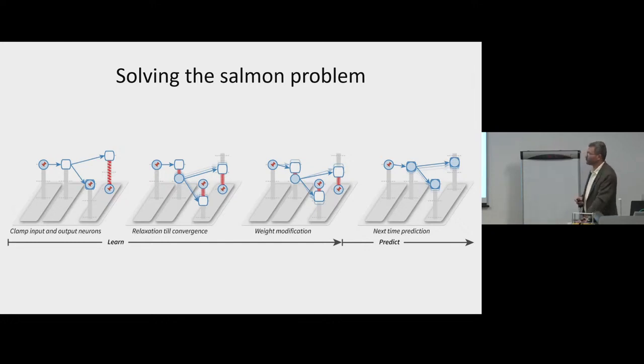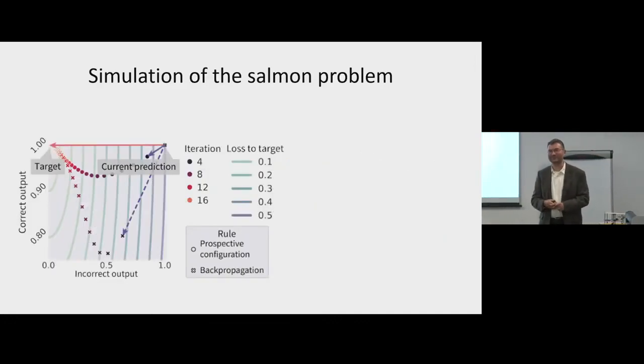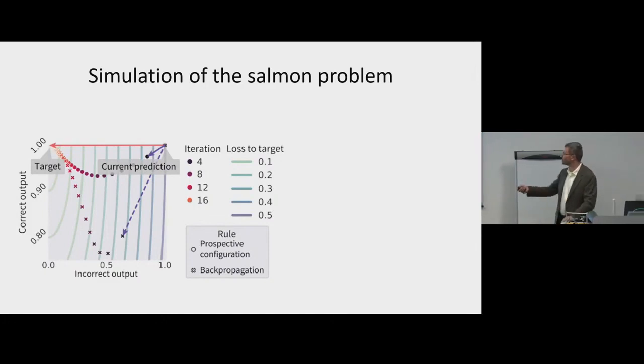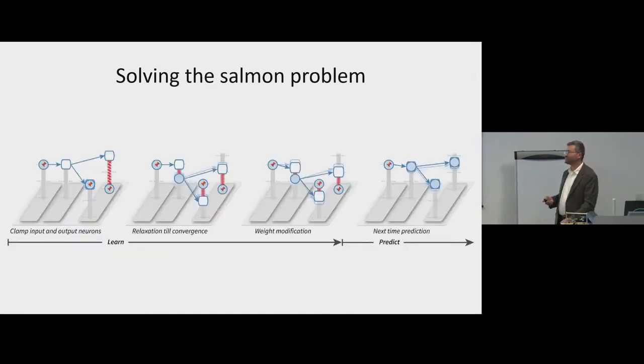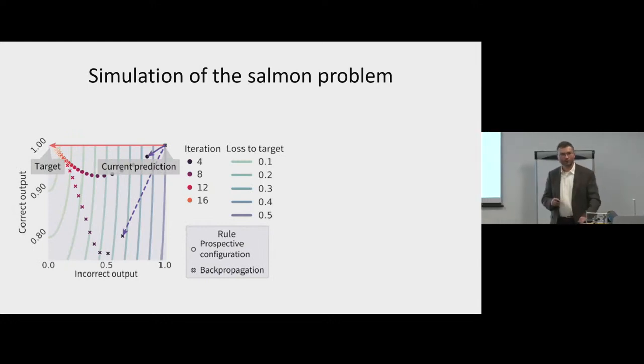Okay, so now, of course, this was just a cartoon. So you can ask, does this model really behave this way if I simulate it? So this is a simulation of this very simple network. This is the network with these 4 neurons in the salmon problem. And what I'm plotting here is how the activity on the output of this network changes during learning.